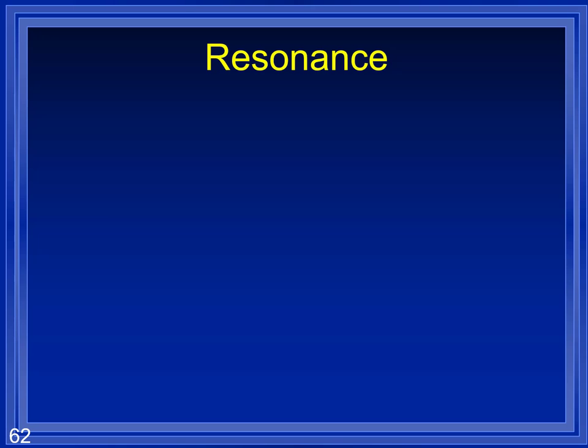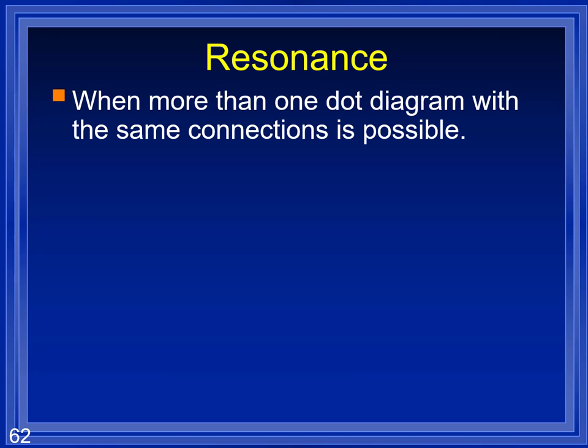So resonance is when more than one dot diagram is possible, but the atoms are in the same order. So there's more than one dot diagram, but the only difference is electrons. The atoms are in the same place, but the electrons are in different places.